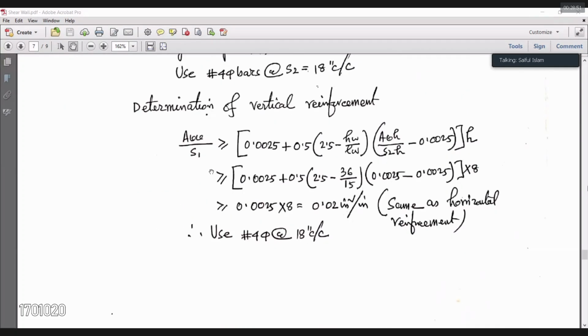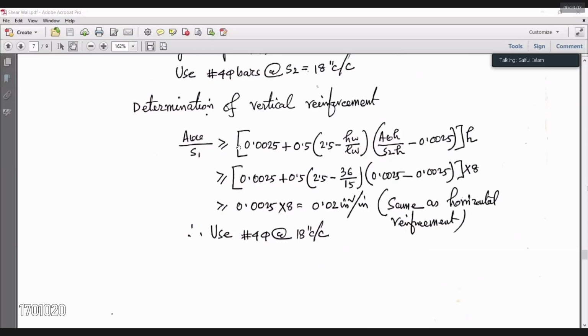Now for the vertical direction, you calculate Avv by s1 into s. This is the steel ratio that we have given there. So this is the formula we have already learned a few minutes back.